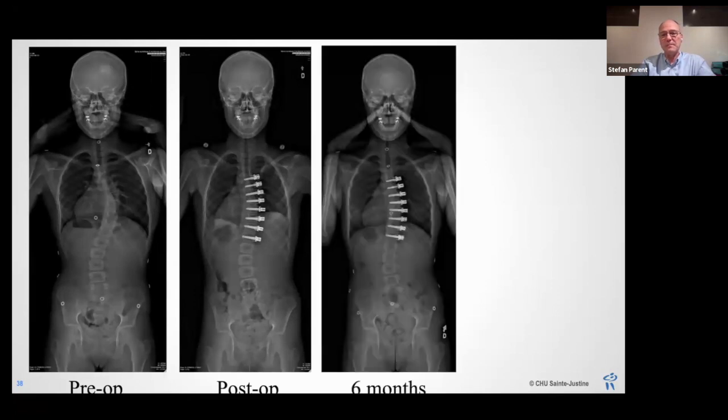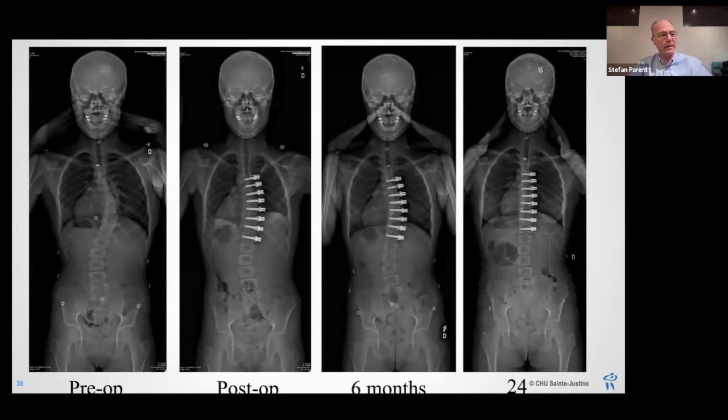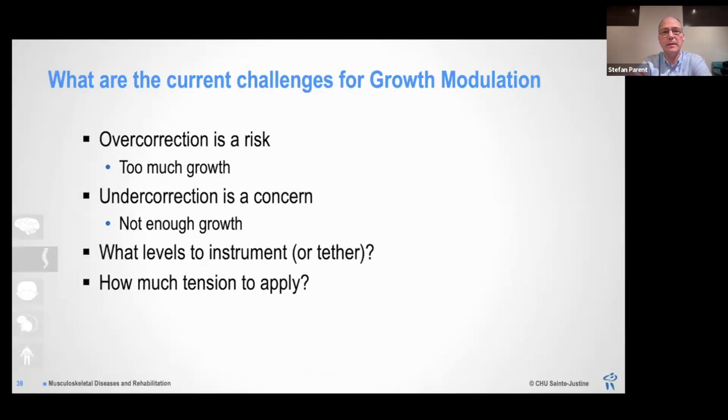And then you can see at 6 months, minimal correction, but coming back at 24 months, this patient actually did correct quite a bit. So this is, to give you an example, I still tell my patients that this is experimental. The current challenge is that we may have too much growth. So if you pick a patient that has too small a curve, and that was really the issue when we first started doing this, people were trying to get a lot of correction in smaller curves. So overcorrection was a bigger concern.